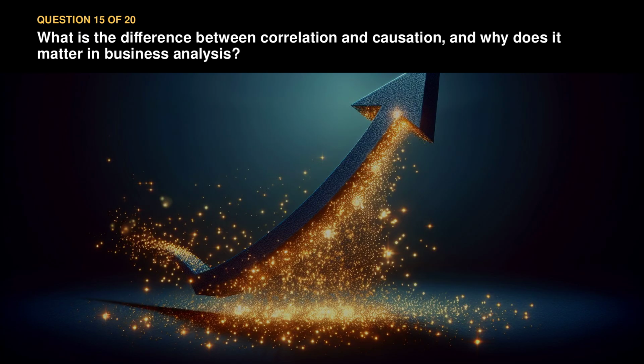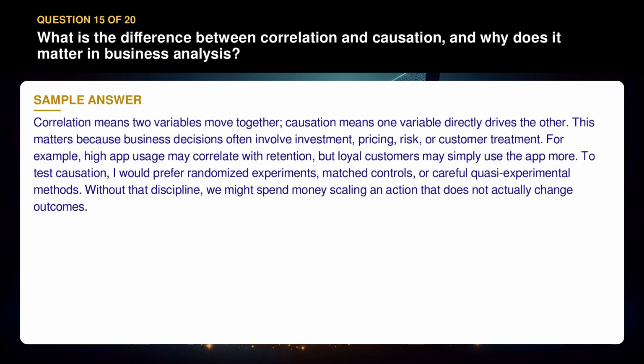Question 15. What is the difference between correlation and causation, and why does it matter in business analysis? Correlation means two variables move together. Causation means one variable directly drives the other. This matters because business decisions often involve investment, pricing, risk, or customer treatment.